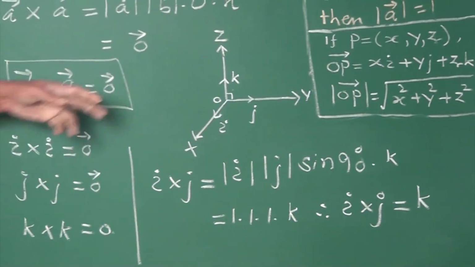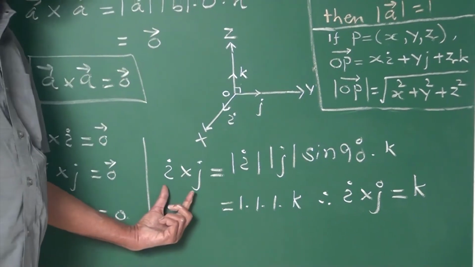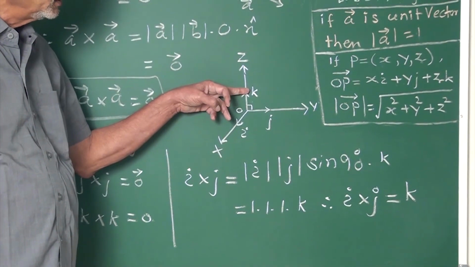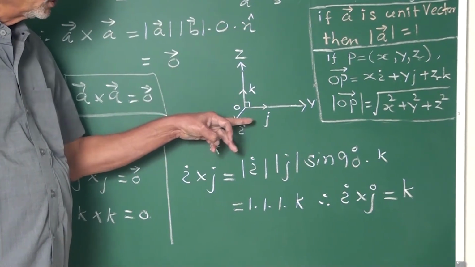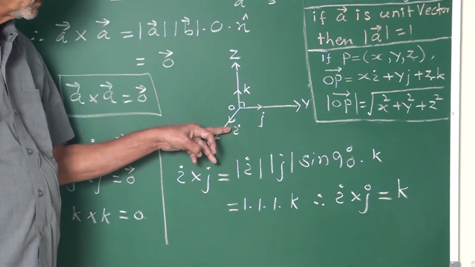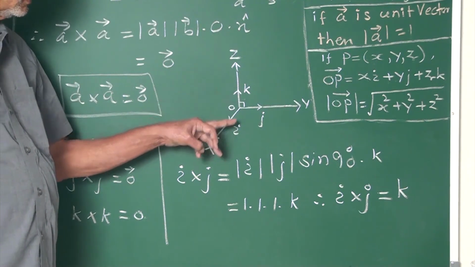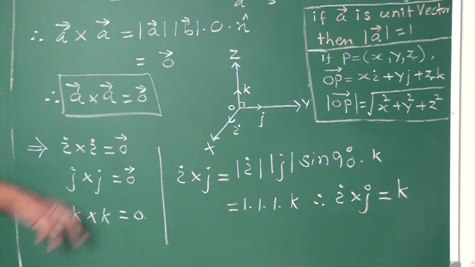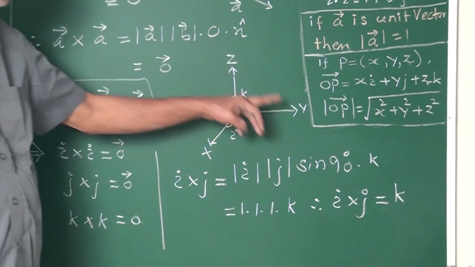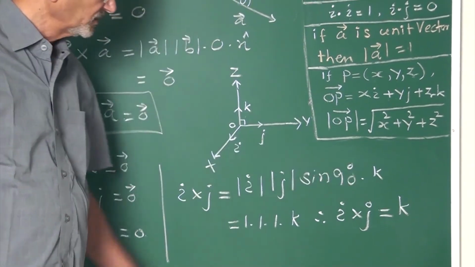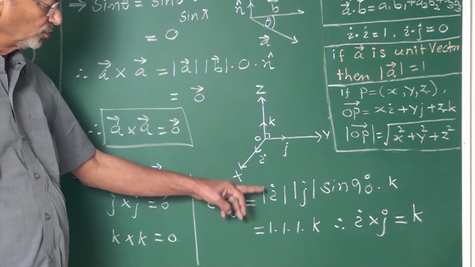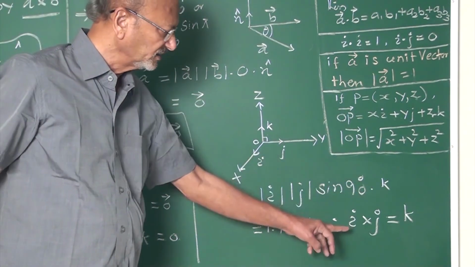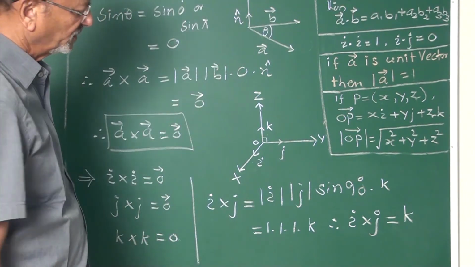I hope understood. This figure itself tells what is the angle between the vectors I and J is 90 degrees. And K is a unit vector perpendicular to both vectors I and J. So, in this case, your eta cap is K, unit vector K, in the direction perpendicular to this one. So, magnitude of I is 1, J is 1, sine 90 is 1 into K. Therefore, I cross J is K.